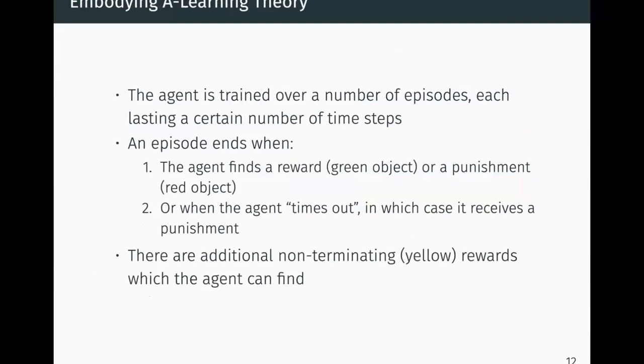So in general, the way we train these agents is over a number of episodes. Each of these episodes will last a number of time steps, and the episode will end when the agent either gets a terminating reward, like a green object, or a red object, which will be a punishment in that case, or when the agent times out. If the agent is just going around doing nothing, at some point it needs to time out. And there are additional yellow rewards that do not terminate the scene, which the agent can find.